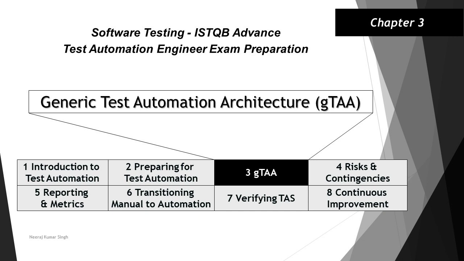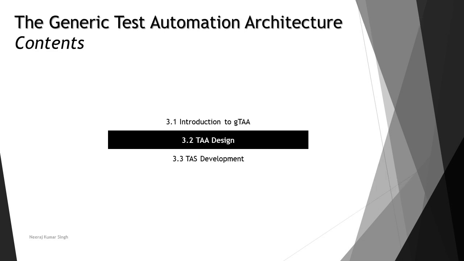We are in chapter 3 and looking at 3.2 Test Automation Architecture Design, and in this tutorial we are in part 3 of 3.2.2, that is the preparation of the automation test script.